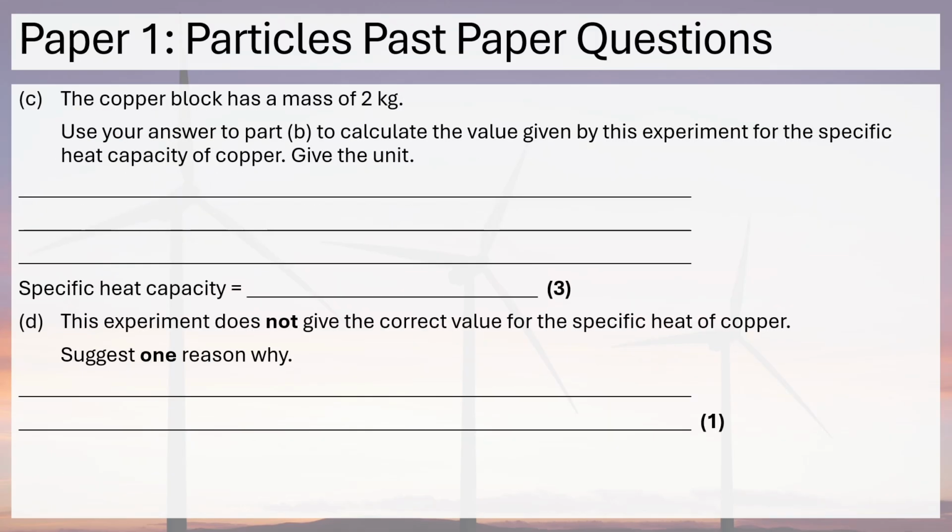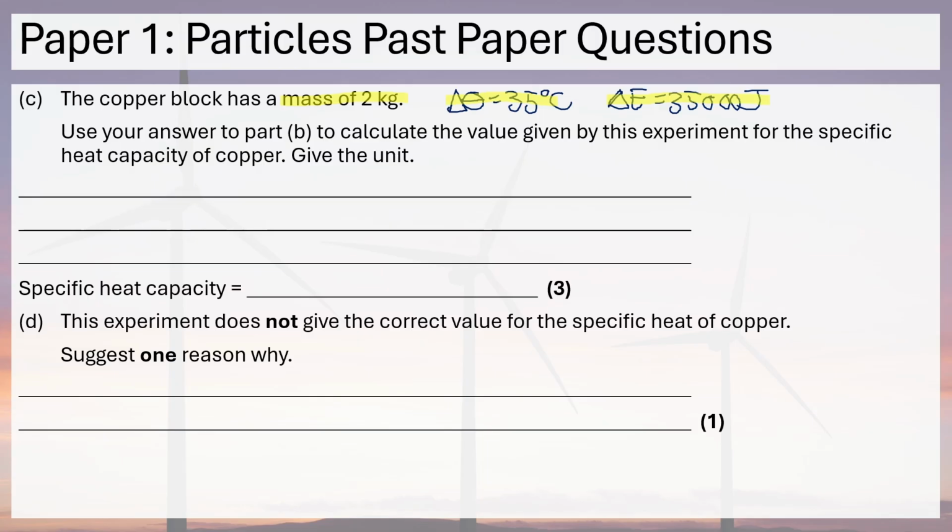Part C. We're told here that the copper block has a mass of 2 kilograms, and then we're asked to go back and use our answer to part B. So before I read the rest of the question, I'm just going to put on here, we calculated that when we had a change in temperature of 35 degrees Celsius, we looked it up on the graph and we found that the change in energy was 35,000 joules. So that adds to our list of givens. We know the mass is 2 kilograms, the change in temperature is 35, and the change in energy is 35,000.